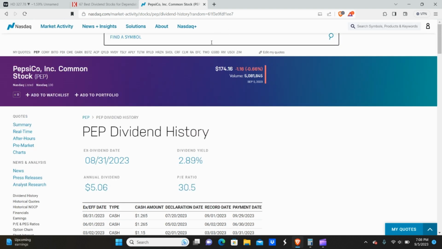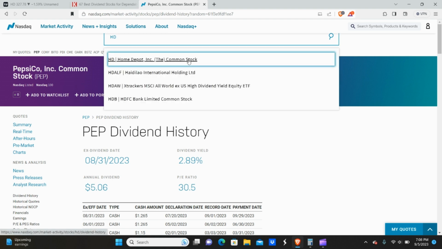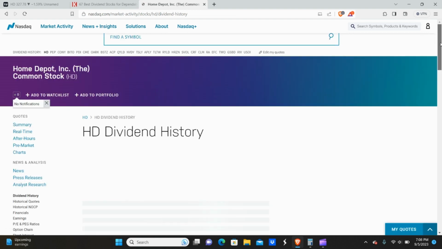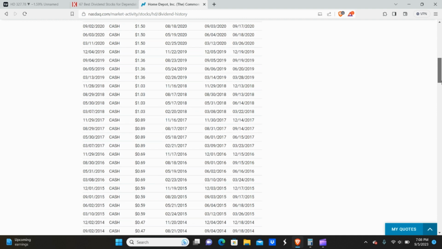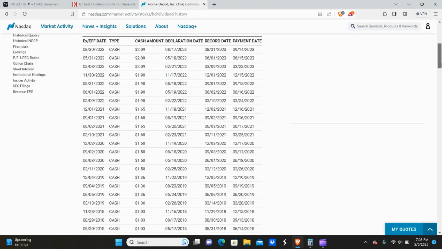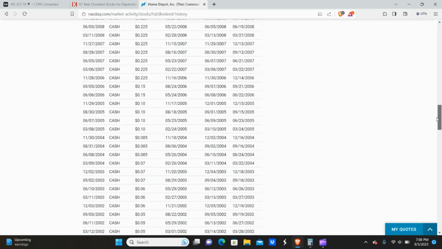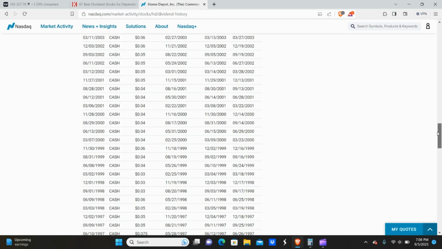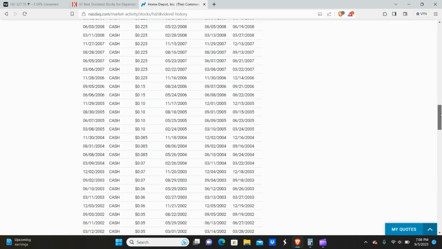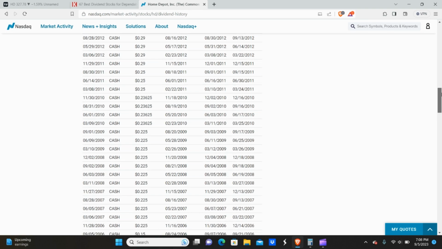And if we go over to Home Depot, which is ticker symbol HD, you would also pretty much only ever get a raise every single year. It actually looks like Home Depot's raises are much more aggressive than Pepsi. And Home Depot has been increasing their dividends for a very, very long time, basically since 2002, as you can see here.